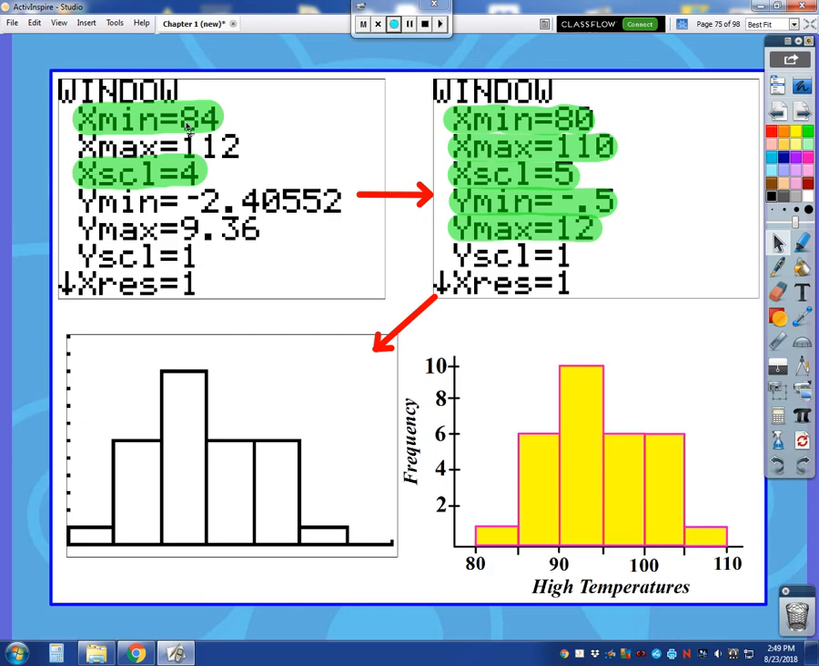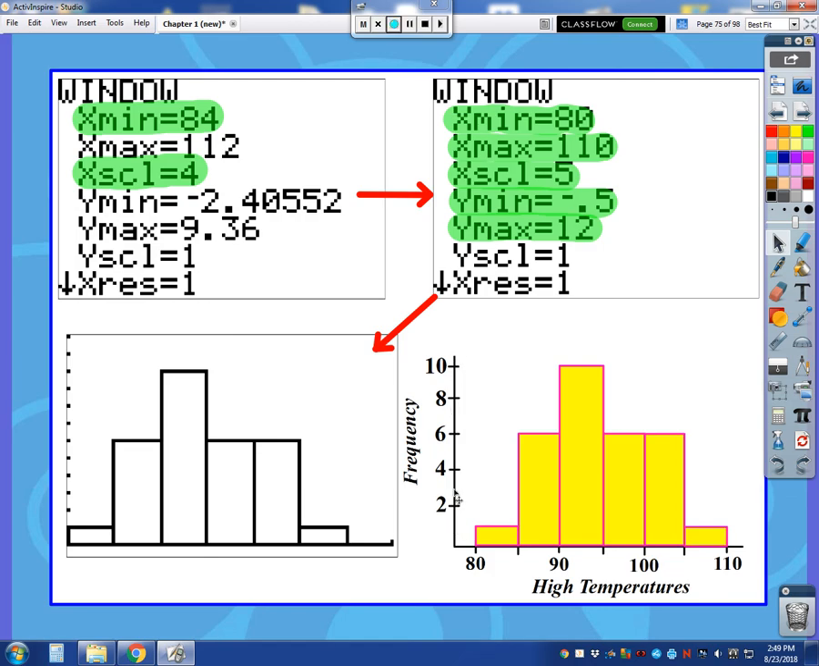So in your window, change the min to 80, because that's what we said to start at. And let's make the max 110, because that's where I said to go to. I made my scale, my bin width, by 5s instead of by 4s. And then I adjusted the min and max for the y-axis to still show me a little bit of room underneath the y-axis for space's sake. And I knew I was going to go up to 10, so I made my y max 12, and I still counted by 1s. Now, technically, I counted by 2s, right?